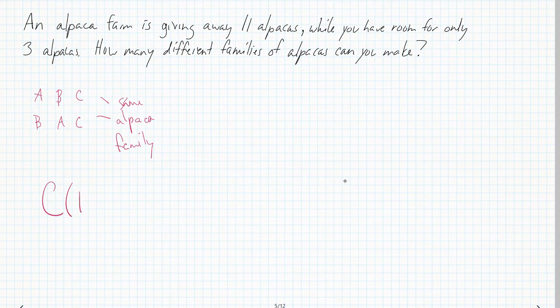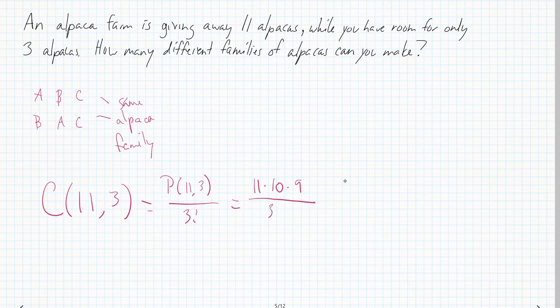Now, what's our set? Well, we have 11 alpacas as our set, and then we want to try and figure out from there what is the number of alpacas we want to choose for our family. Well, it's going to be 3. Okay, so with that in mind, what do we get? Well, we get, once again, the permutation, 11 and 3, and then divide by that last number, so 3 factorial. So that permutation that we just talked about, that's 11 times 10 times 9, those are our 3 numbers multiplied, and we can get that from the multiplication principle.